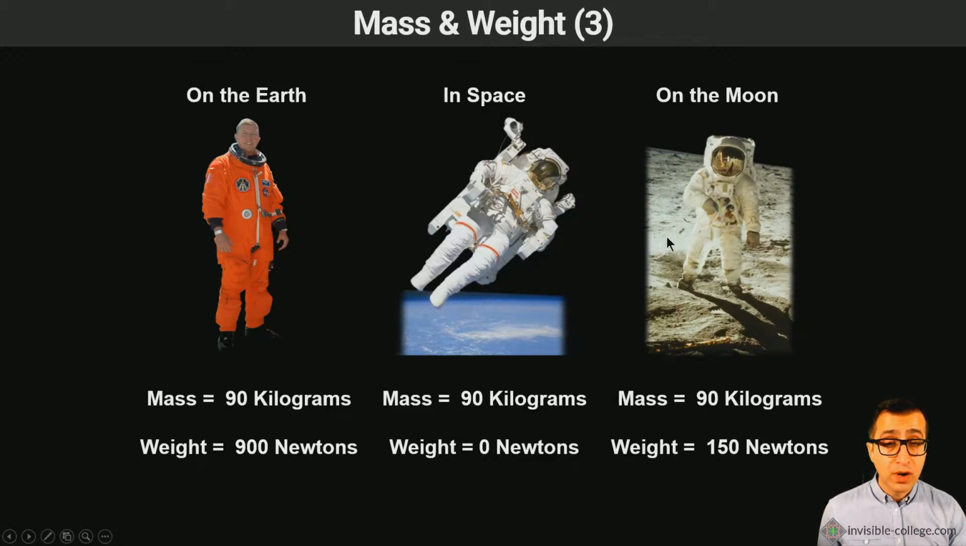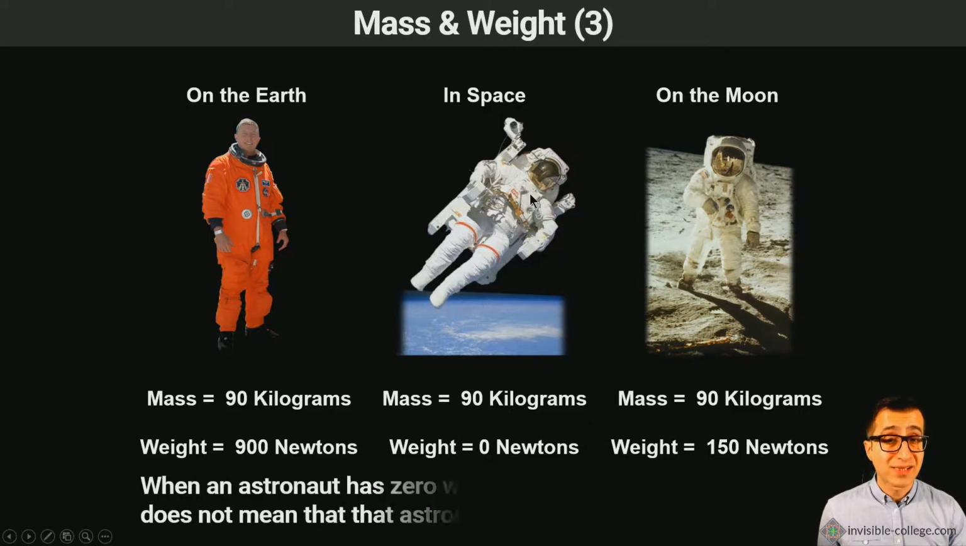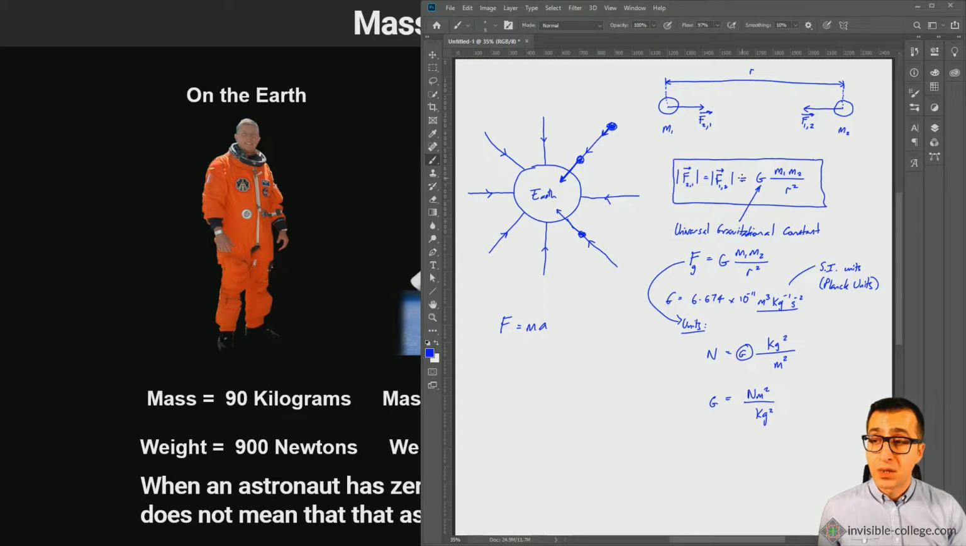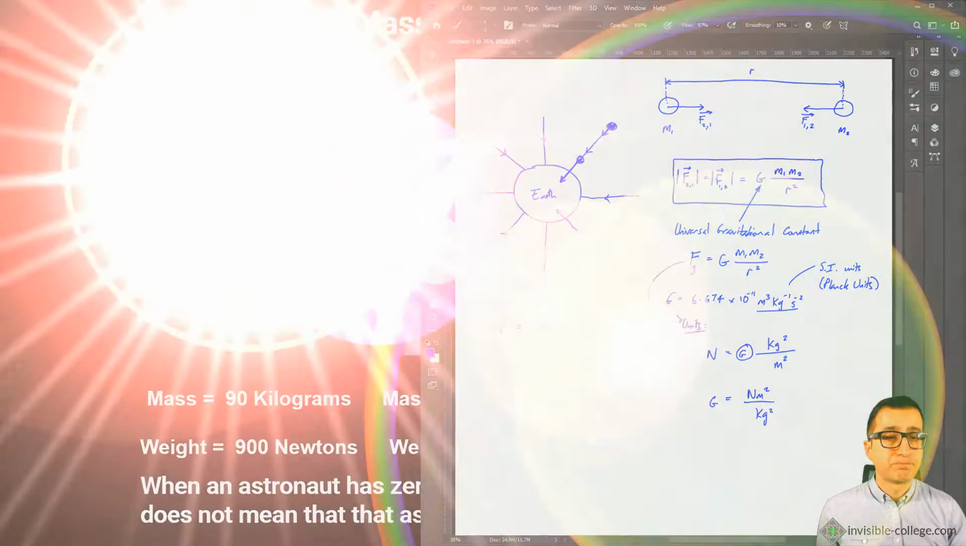On the surface of the Moon, where the gravitational field strength is roughly 1/6 that on Earth, their mass would still be 90 kilograms, but their weight would only be 150 newtons. So when we say that an astronaut is weightless, it doesn't necessarily mean that they have no mass. They haven't ceased to exist. They simply have no force of gravity acting on them. Now, again, that is a simplification. As we said before, all objects will attract all other objects, regardless of distance, with some gravitational force, but that effect is incredibly weak. So let's look at this in a little bit more detail.